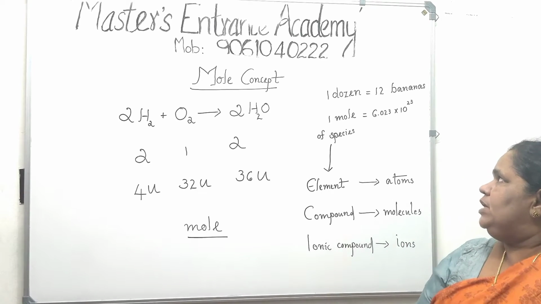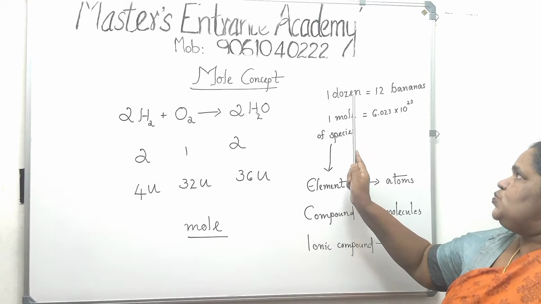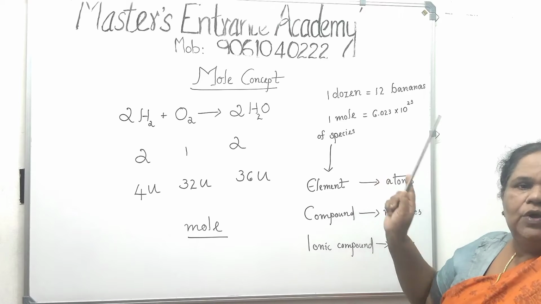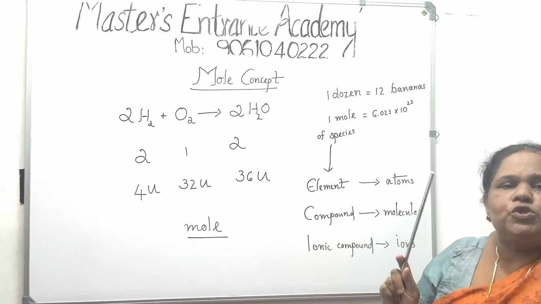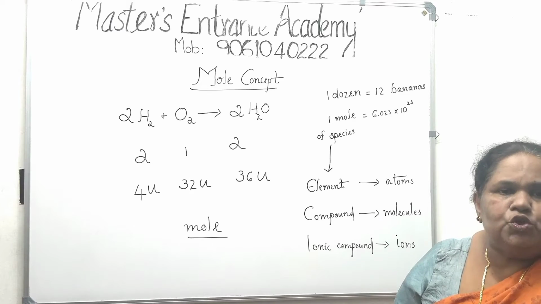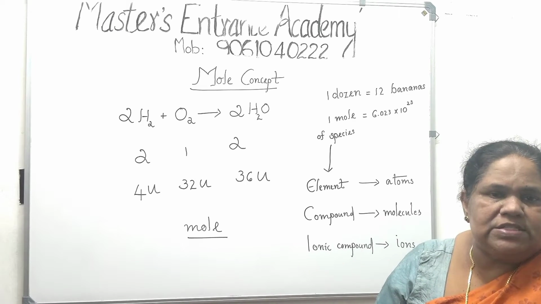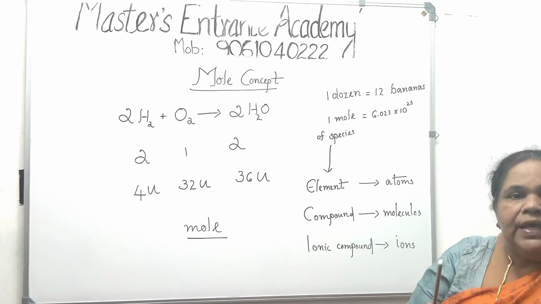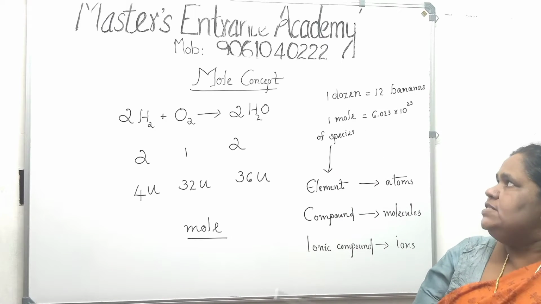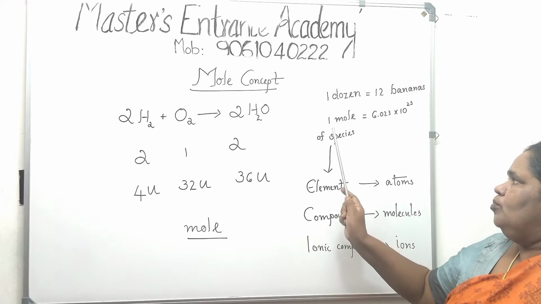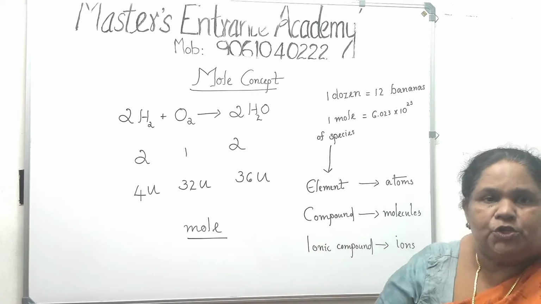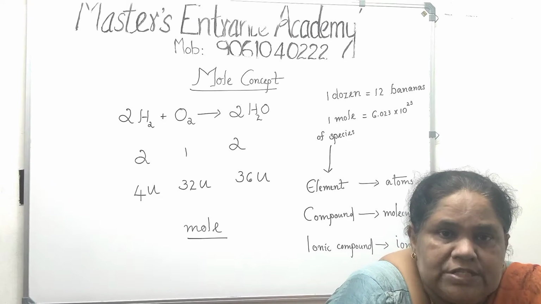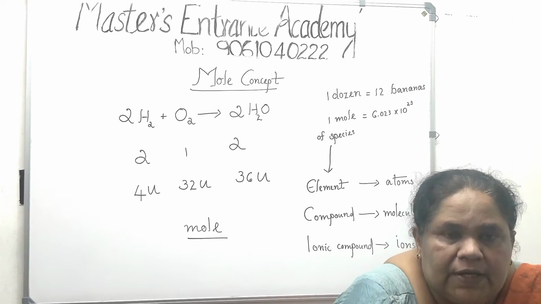So what does it mean? 1 dozen specifies a definite number, that is 12. 1 dozen equals 12. 2 dozens, 2 into 12. 10 dozens, 10 into 12. So dozen specifies a definite number. In the same way, 1 mole of species also specifies a definite or fixed number of particles.